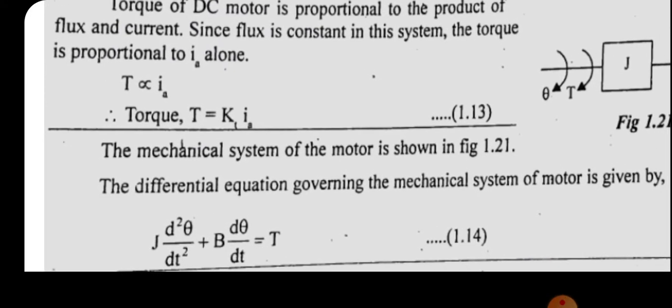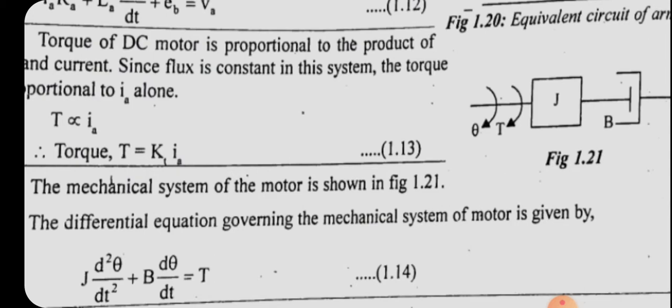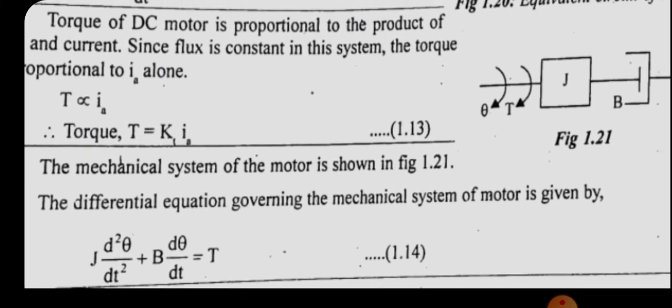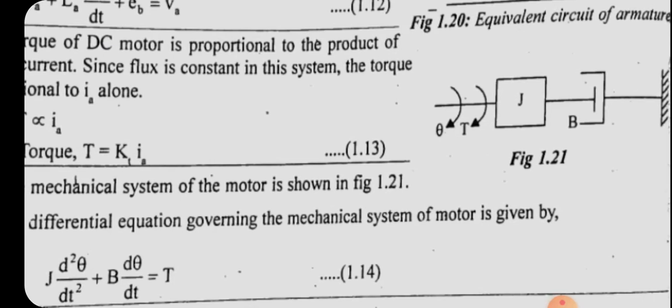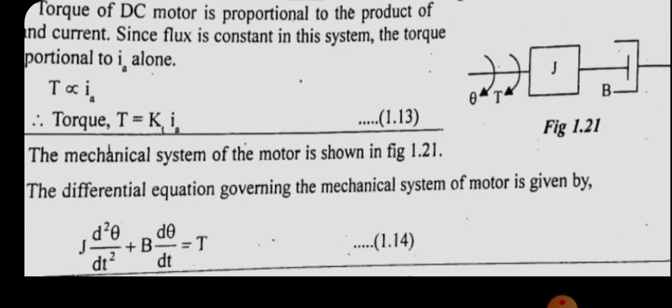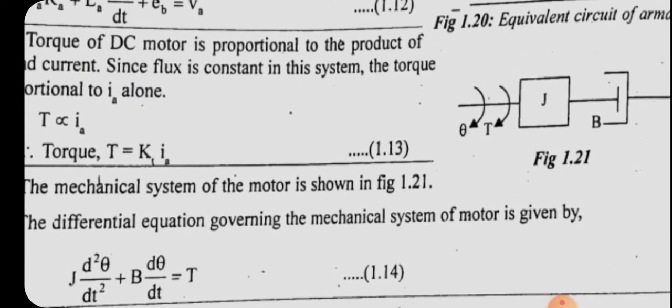The mechanical system of the motor can be represented by the differential equation J into d square theta by dt square plus B into d theta by dt is equal to T, where T is the applied torque, and the various forces acting on the system are frictional force due to J and frictional force due to B. So we can write J d square theta by dt square plus B d theta by dt equal to applied torque T.